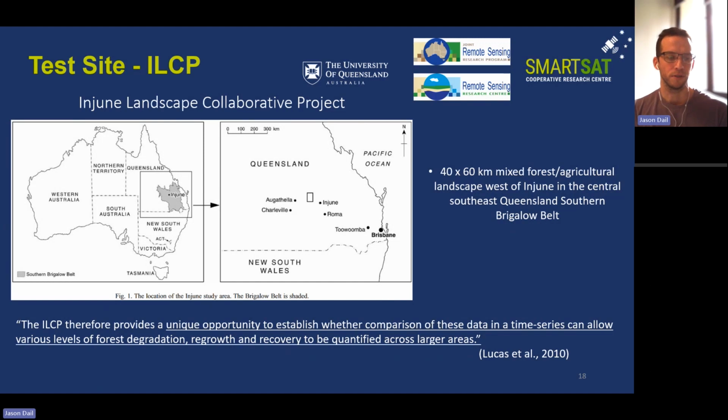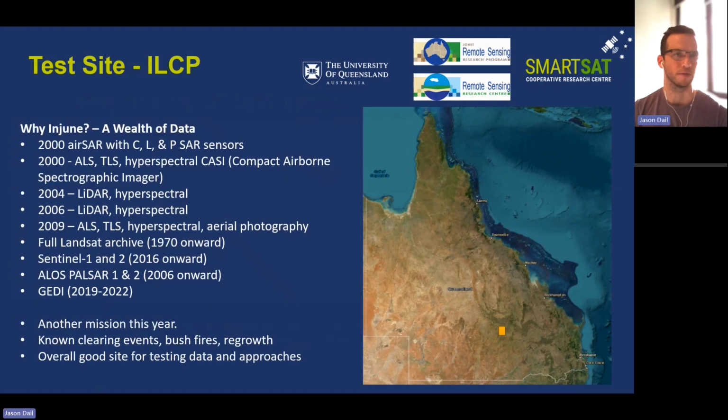This site was chosen partly due to the vegetation communities here. They're very typical of what you see across Queensland. So the site is a 40 by 60 kilometer mixed forest agricultural landscape. I have some more pictures coming up of that later. So in 2000, so this, let me get my laser. So this kind of just gives you a reference point of where it is. I'm here currently in Brisbane, and I think it's maybe a 10 hour drive, something like this, west.